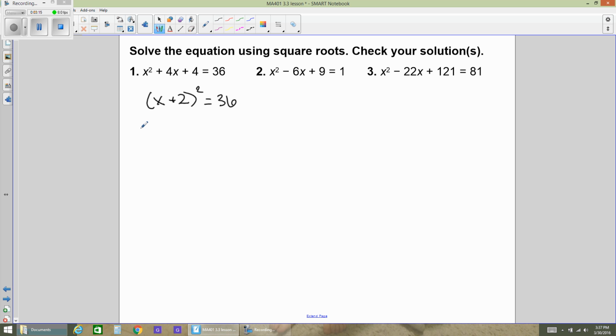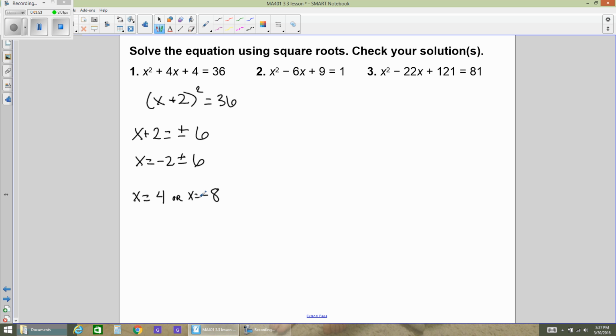All right, so I'm going to square root both sides. So x plus 2 is equal to plus or minus 6. So x is equal to negative 2 plus or minus 6. Negative 2 plus 6 is 4. And negative 2 minus 6 is negative 8. All right, number 2. x squared minus 6x plus 9 equals 1.